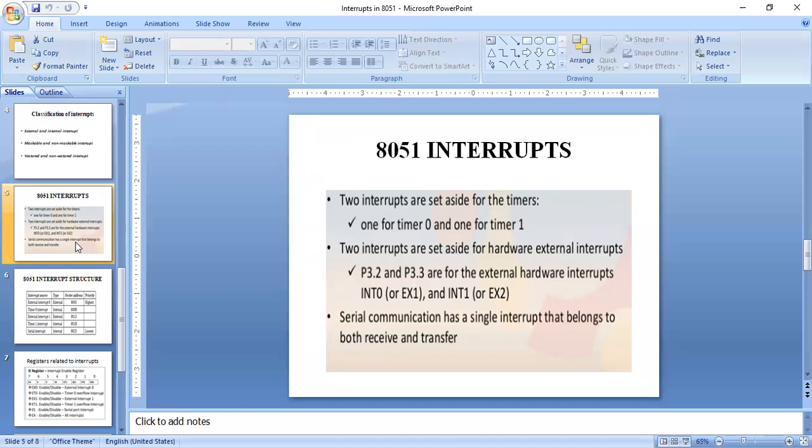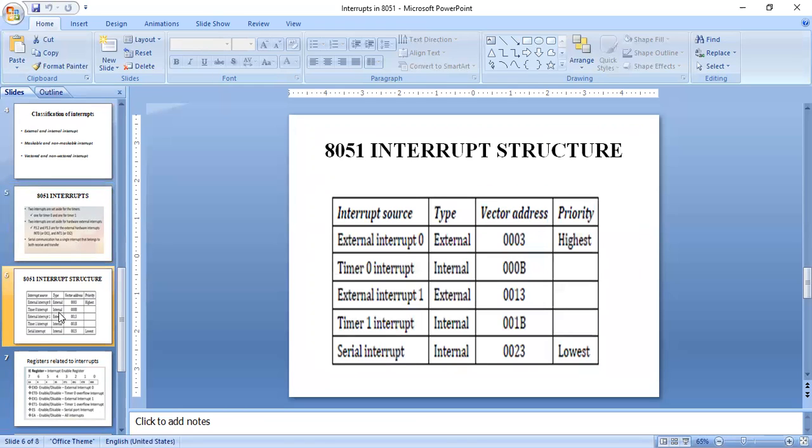Then there are 3 internal interrupts, that is 2 timer interrupts and 1 serial controller interrupt. The timer interrupts are one for timer 0 and the other for timer 1. And the serial communication has an interrupt that is known as the serial interrupt. These are the 5 interrupts in 8051. They are vectored interrupts, so they have addresses in the microcontroller.